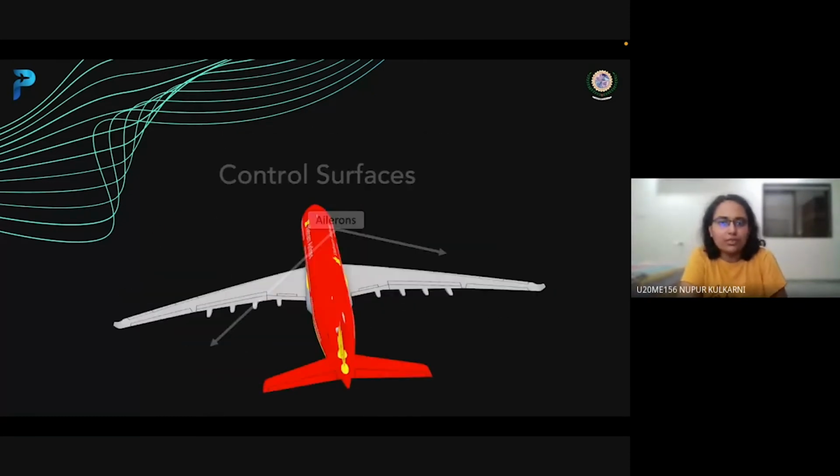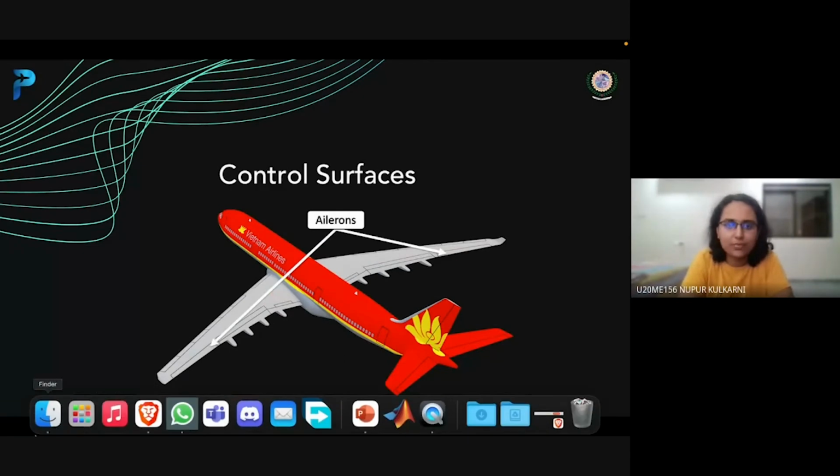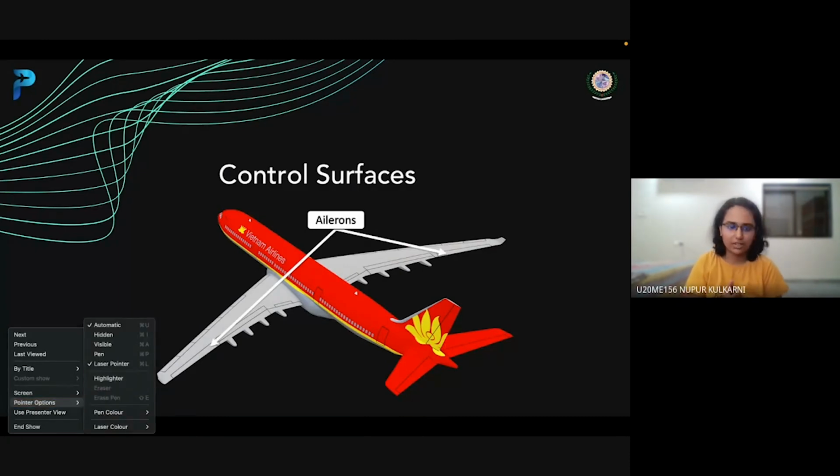Now we'll see these control surfaces. You might have wondered that wings are there for generating lift, but we need certain components which will make our aircraft stable, and will help our aircraft to change direction. So let's start with the control surfaces.